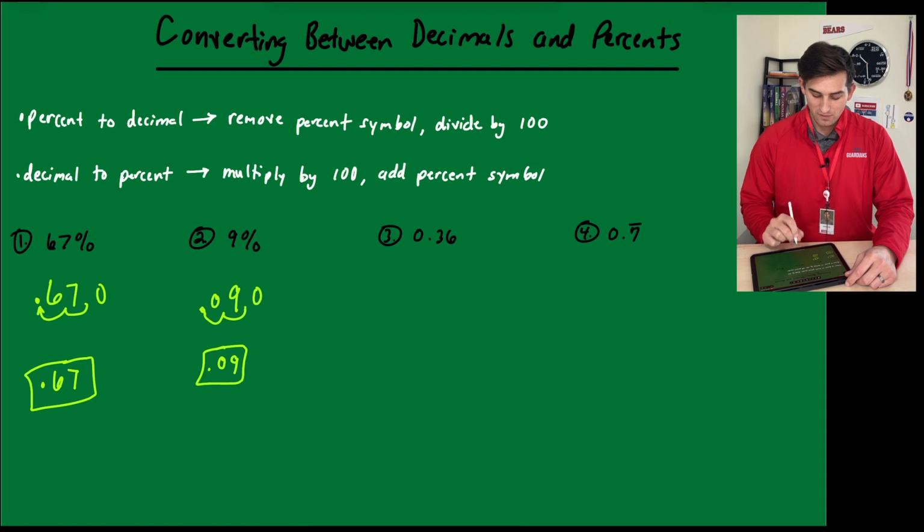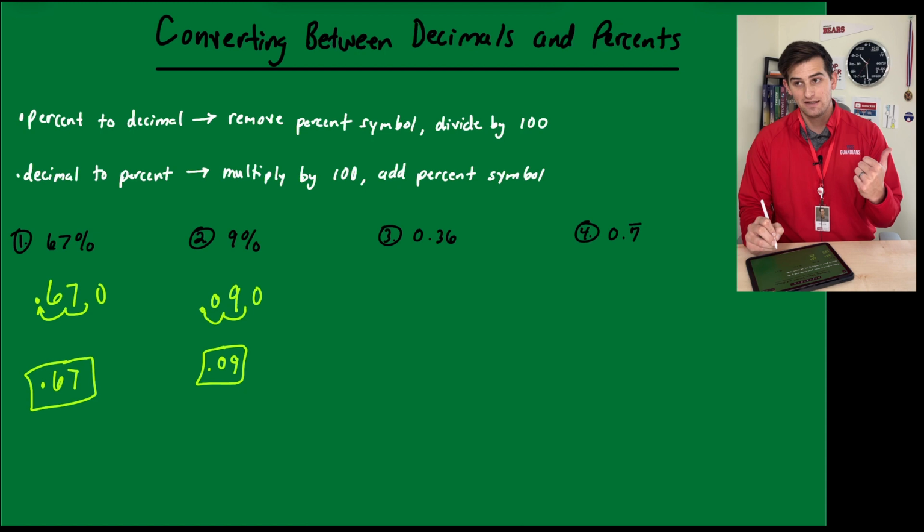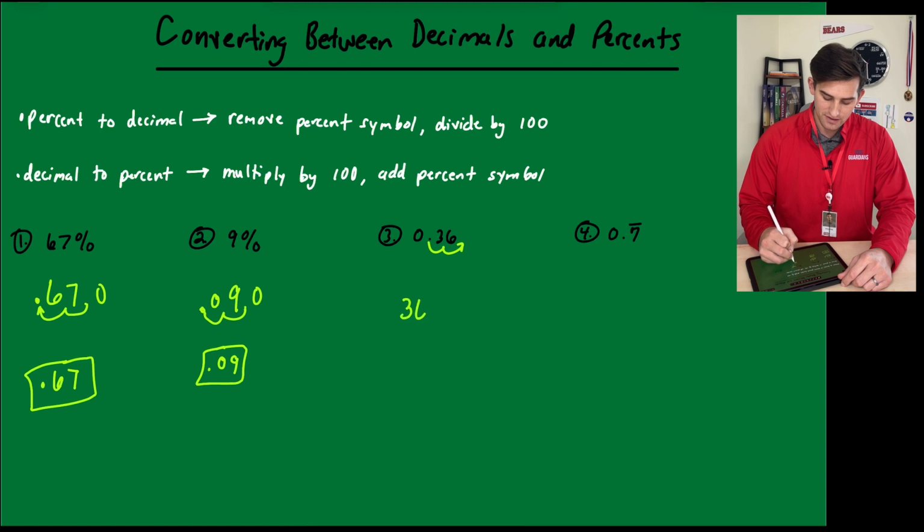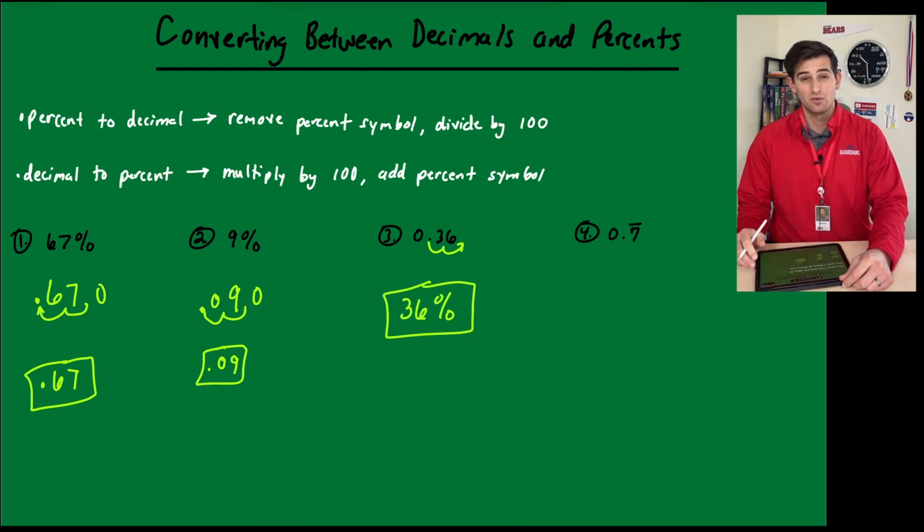Okay. Number 3, we have a decimal now, 0.36. So we're going to multiply this by 100, and then we'll add in our percent symbol. So dividing by 100 went to the left, multiplying by 100, we're going to go to the right. So this is 1, 2 to the right, so this is 36, and we're going to add our percent symbol. So 0.36 would be 36%.